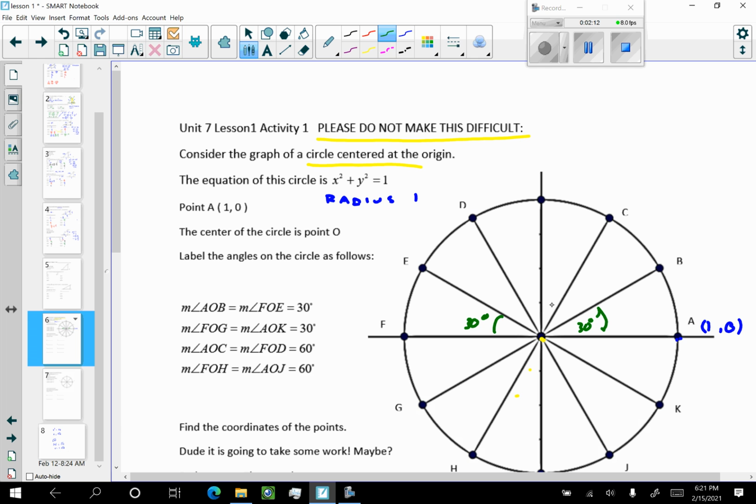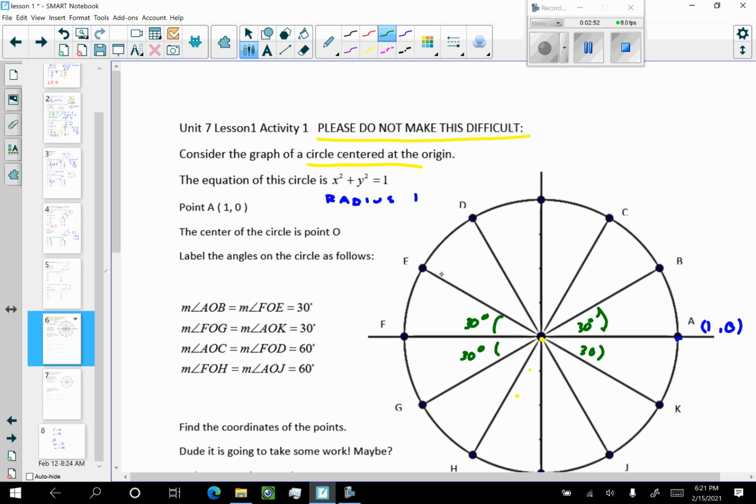So we're going to label the 30-degree angles in green. Well, guess what other angle is? FOG is 30 degrees. And AOK is also 30 degrees. So those are our 30-degree angles. Alrighty. Now we're going to define these points, and then we placed this point B such that AOB was 30 degrees. We placed this point E on the circle such that this angle FOE was 30 degrees.